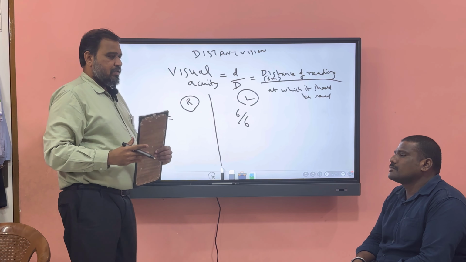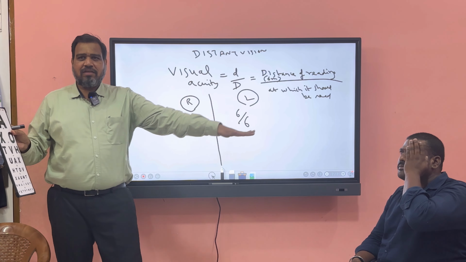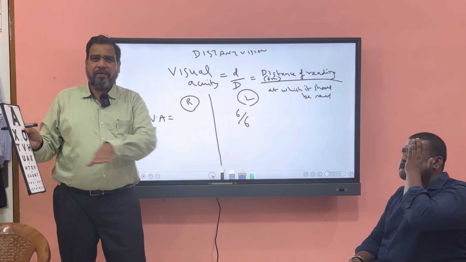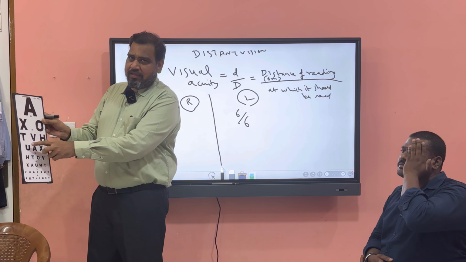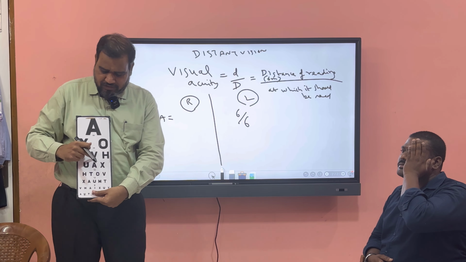Now I will check the right eye. This is 6 meters. A, X, O, T, V, H. He is able to read A, X, O, T, V, H. He is telling he is not able to read the next line, U, I, X. That means what is written at 24.